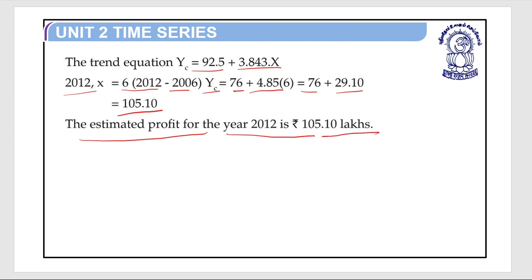Okay, so 2012 minus 2006. So it is 76 plus 4.85 into 6, and you will get 105.10.